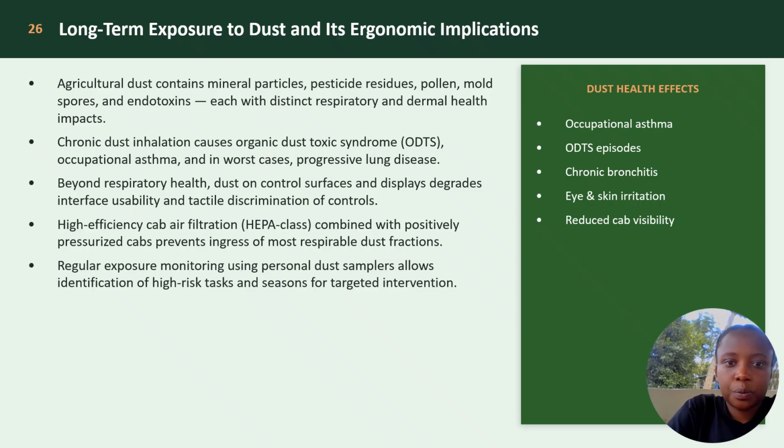Topic 26, long-term respirator dust and its ergonomic implications. Agricultural dust contains mineral particles, pesticide residue, pollen, mold spores, and toxins, each with distinct respiratory and other health impacts. Here are some dust health effects. First one, occupational asthma. Second one, allergic episodes. Third one, chronic bronchitis, eye and skin irritation. Last one, reduced cab visibility.